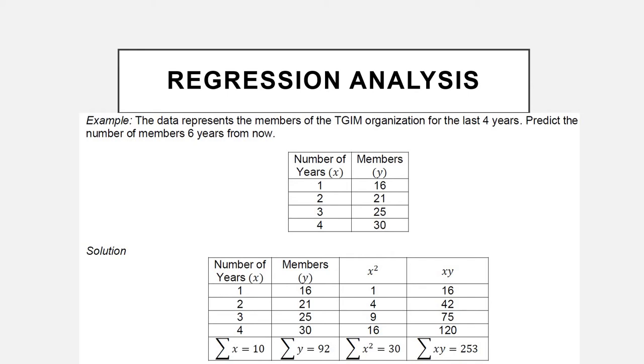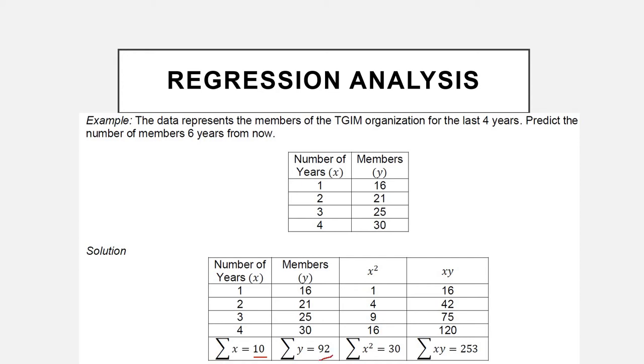For our solution, it's good to create a table so that it would be easier for us to substitute the given values. So we just add additional columns so that we can simply substitute our values. The first column we just have as is, and we add all the values. We already got our summation of x, which is equal to 10.